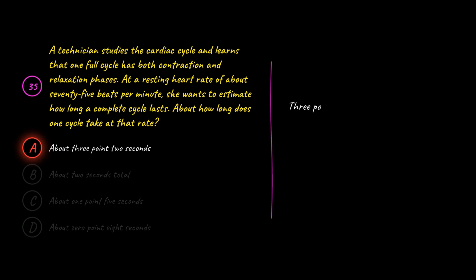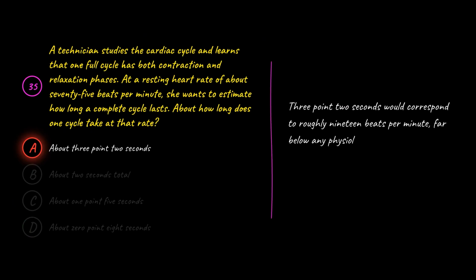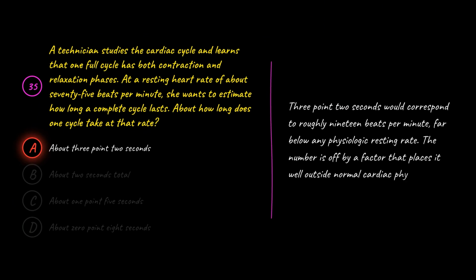A is wrong because 3.2 seconds would correspond to roughly 19 beats per minute, far below any physiologic resting rate. The number is off by a factor that places it well outside normal cardiac physiology.